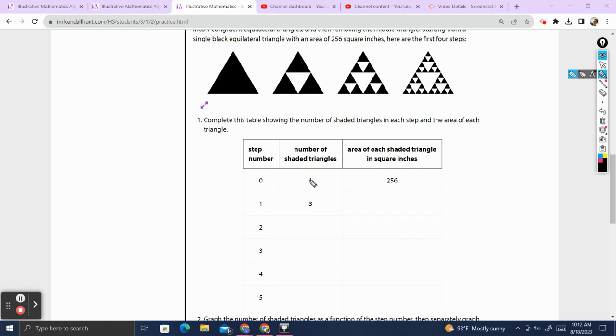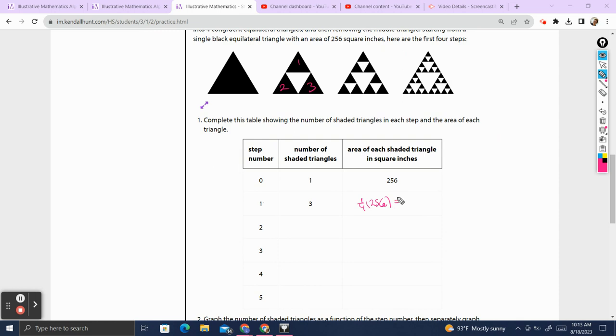So step 0, we have one triangle shaded. Its area is 256. Step number 1, we have 3 triangles shaded: 1, 2, 3. The area of each one triangle, well, we split the area into 4 spots. So that's going to be 1/4 times 256, which I believe is going to get me 64.